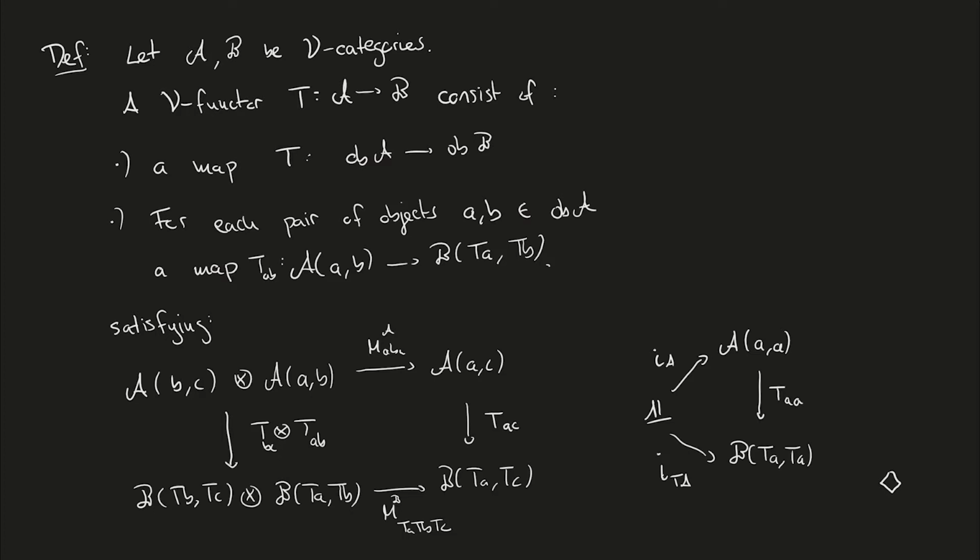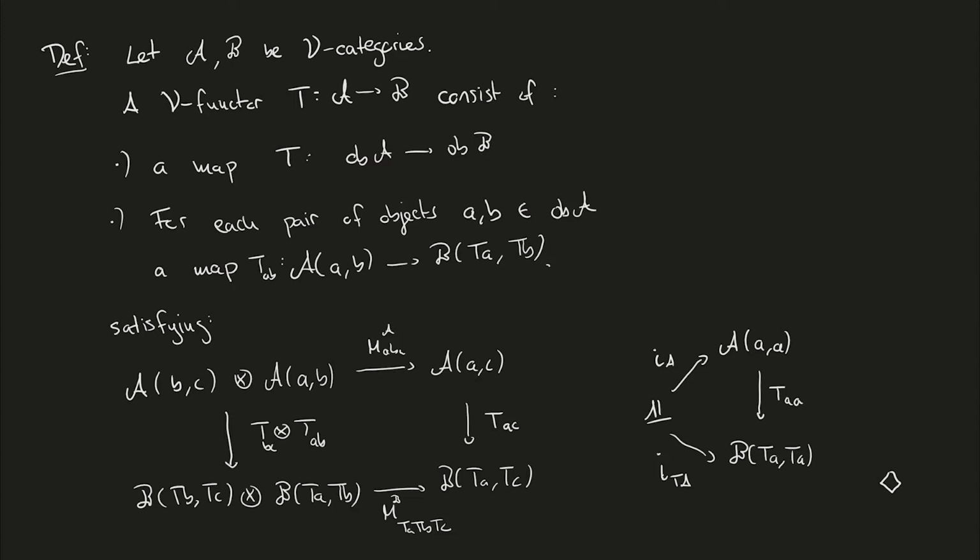Moreover, these maps need to satisfy the following commutative diagrams. First, we want them to be compatible with composition, which is the diagram on the bottom left. And second, we want them to be compatible with the identities, which is the diagram on the bottom right. Finally, we also saw last time that this definition reduces to the usual definition for a functor when our base of enrichment is the category of sets.